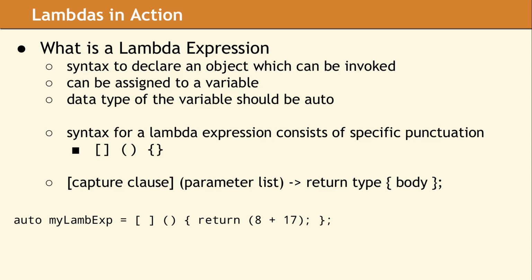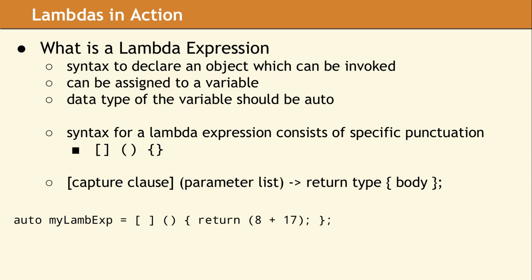The syntax for a Lambda expression is very precise. There are three main clauses, delimited by square brackets, parentheses, and curly braces, and they must be in that order. The parentheses can be omitted if the parameter list is empty, but this is usually not the best idea since it reduces readability. The first part of the Lambda expression is the capture clause.